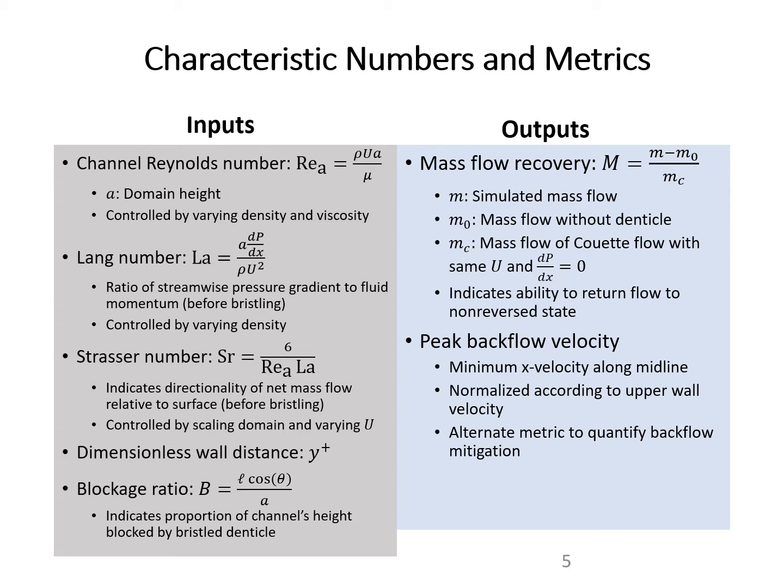mass flow. The next parameter we considered is the peak backflow velocity, which we just measured to be the minimum x velocity along the midline, where that midline originates at the base of the denticle. We normalized this parameter according to the upper wall velocity, and we present this just as an alternate metric to quantify backflow mitigation. So just a different way of looking at the same thing as mass flow recovery.